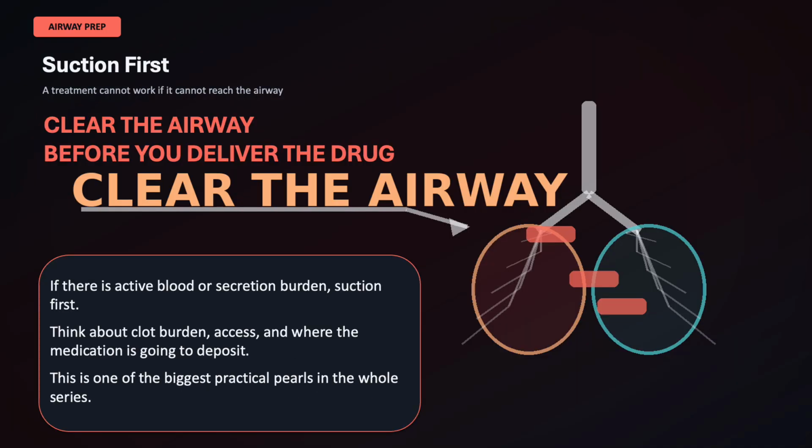And this is one of the biggest practical pearls in the series. If there's an active blood or secretion burden, suction first. And I mean intentional airway prep. You're thinking Yankauer versus inline suction. Is there a clot burden? Can I actually clear this path? Because TXA doesn't dissolve clots. It stabilizes bleeding. If you're delivering medication into pooled blood, it is not reaching the tissue. Clear the airway so the drug can actually hit the target. This is the difference between giving a treatment and making it work.